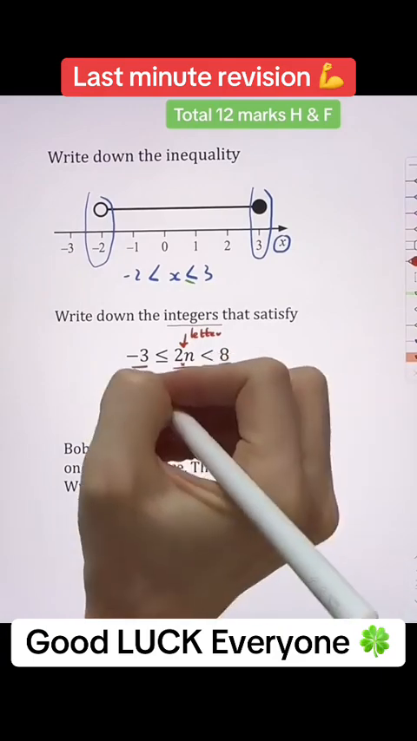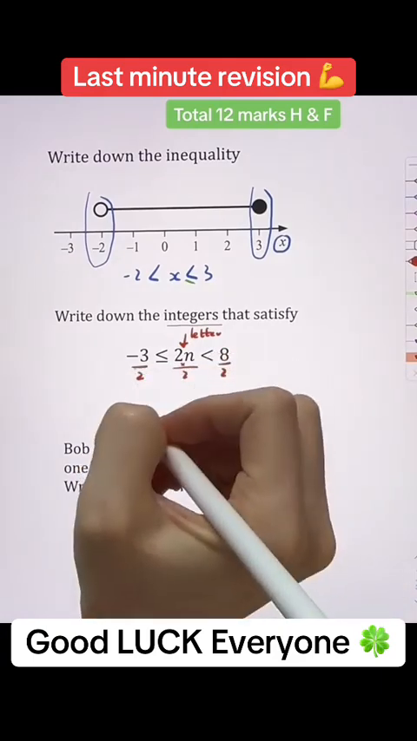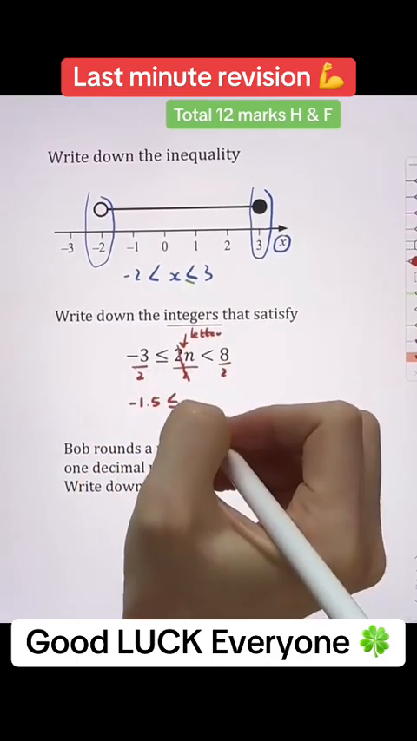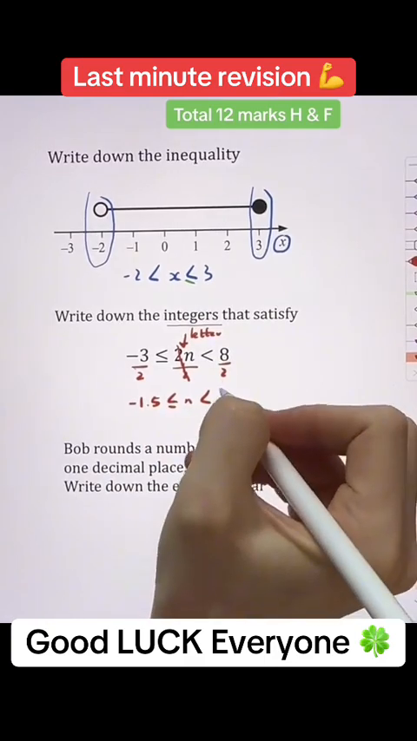So the opposite of times by 2 is to divide each part, the left, the middle and the right, by 2. On the left-hand side, -3 divided by 2 gives us -1.5. In the middle, 2n over 2, the 2's cancel to give us just n. And on the right, 8 divided by 2 gives us 4.